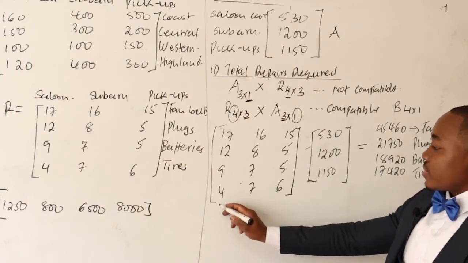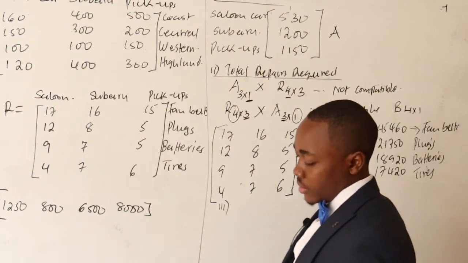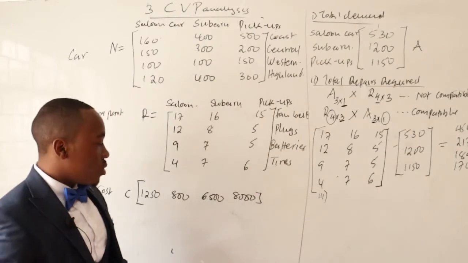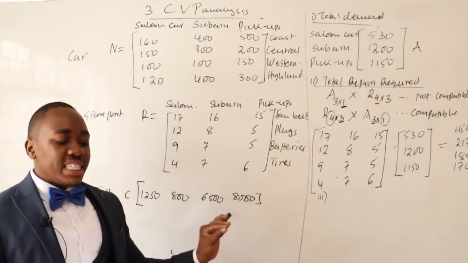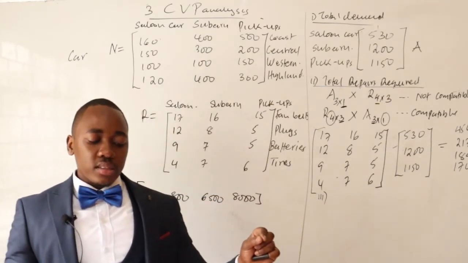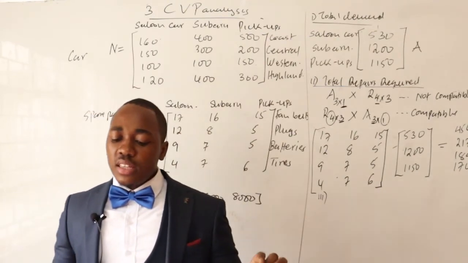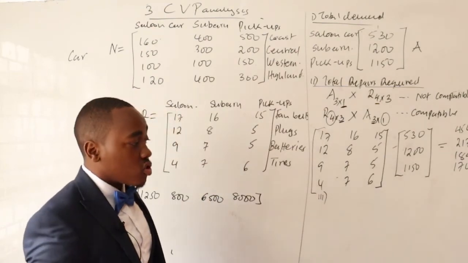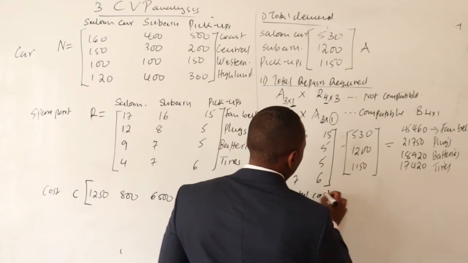And lastly, let me read the question. Suppose that matrix C shown below, this is the matrix C I had already indicated, contains the cost per unit in shillings for fan belts, spark plugs, batteries, and tires. Calculate the total cost for all repair parts. So in this case, we want to determine the total cost.